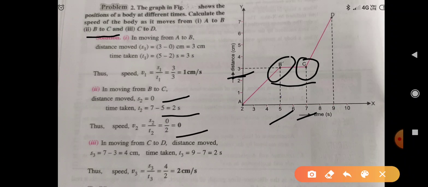This indicates that from A to B the body covered 3 centimeter and its speed was 1 centimeter per second. From B to C, the speed of the body was 0 centimeter per second.